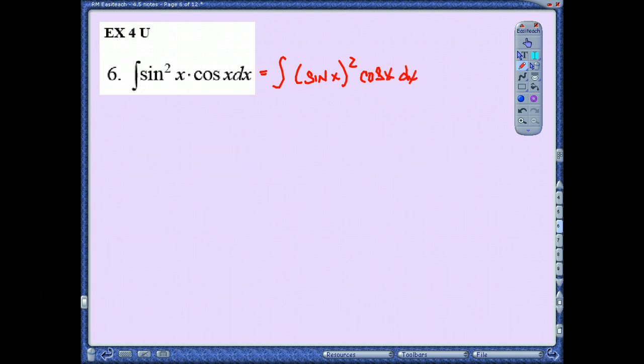So then you can see, wait a minute, I've got a quantity being taken to a power. Now mind you, it's not a real quantity because it's just sine of x. Okay, so sine of x is our u. The derivative of sine of x is cosine of x dx.